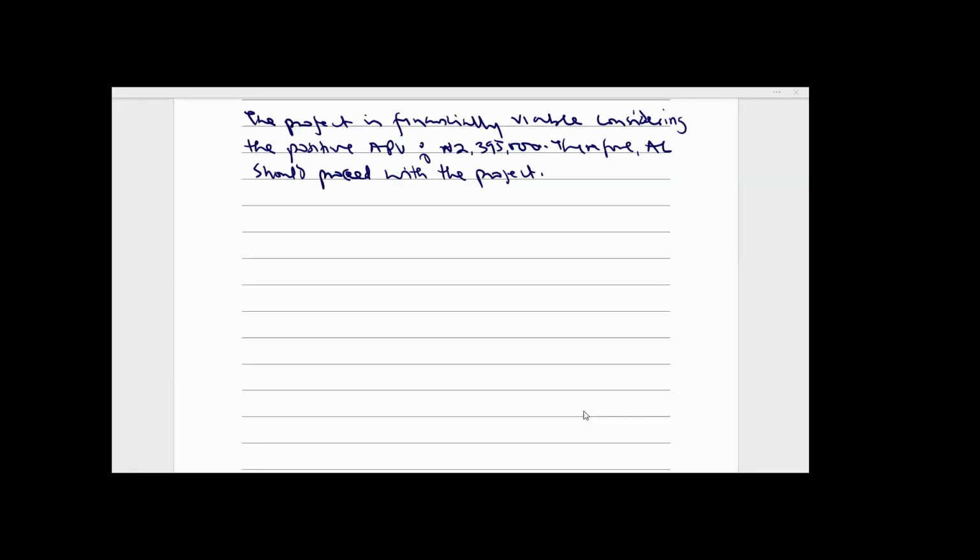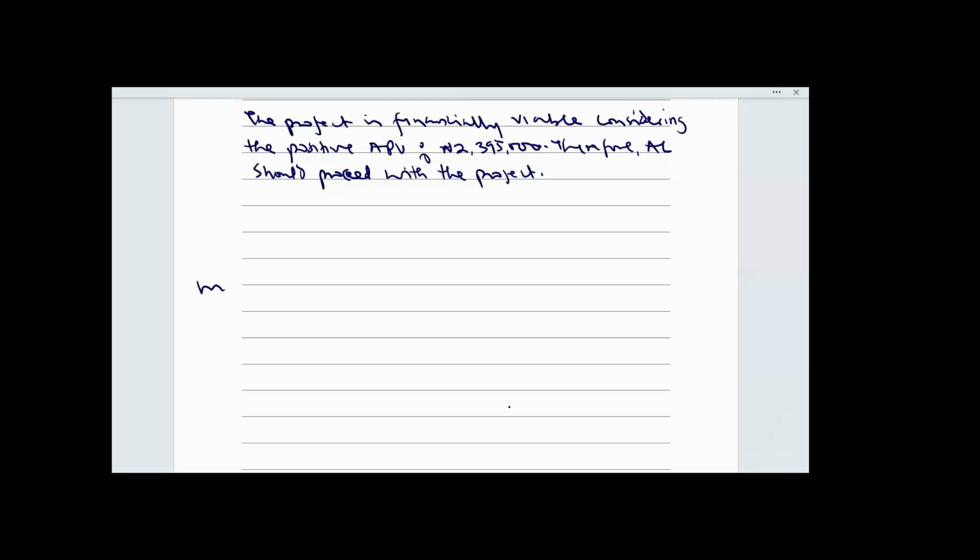What are the underlying assumptions? All relevant assumptions you have made. I've told you, anytime you want to state your assumptions, you have to talk about cash flow. You talk about cost of capital. If you have inflation in the question, you talk about inflation. Then any other assumptions you have made.